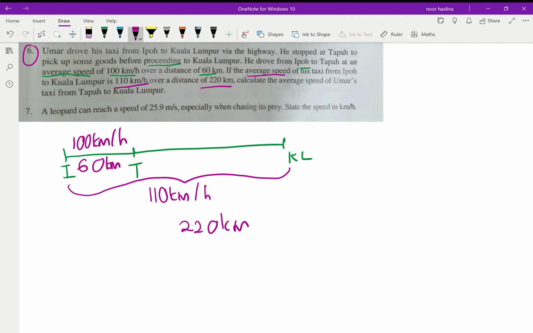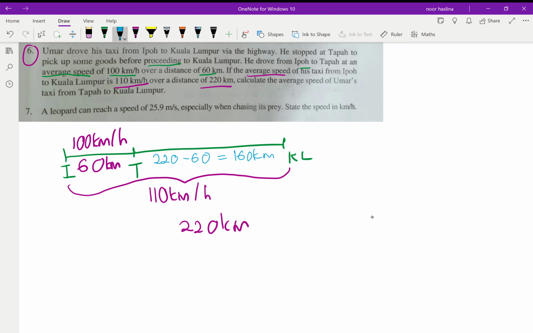But from Ipoh to Tapah, we already have 60 kilometer. So for the balance, the distance from Tapah to Kuala Lumpur, you must minus. That means 220 minus 60, which equals 160 kilometer. So how to answer this question?